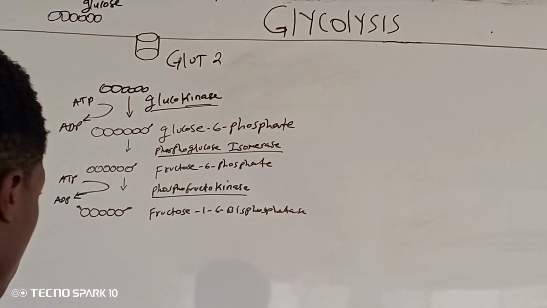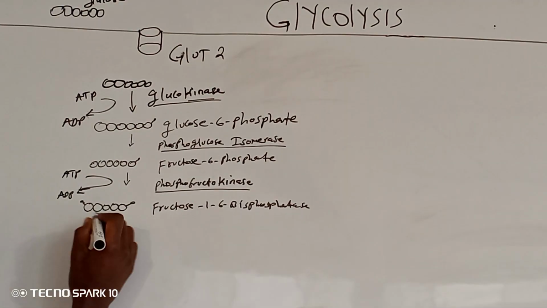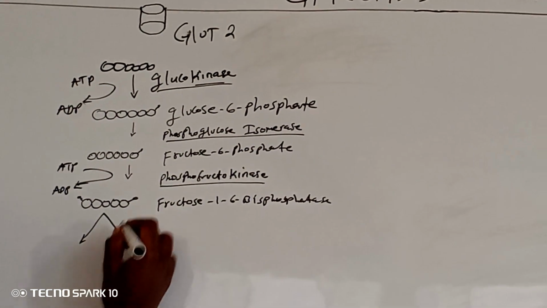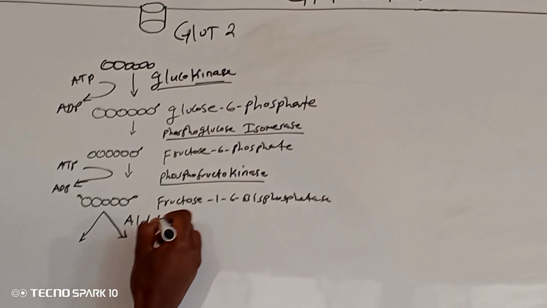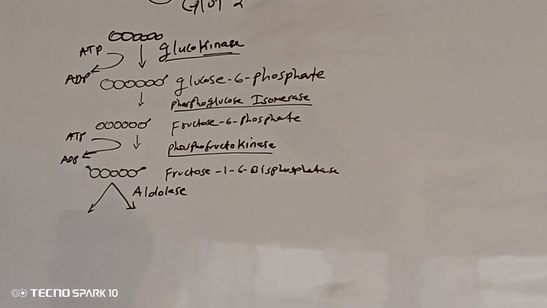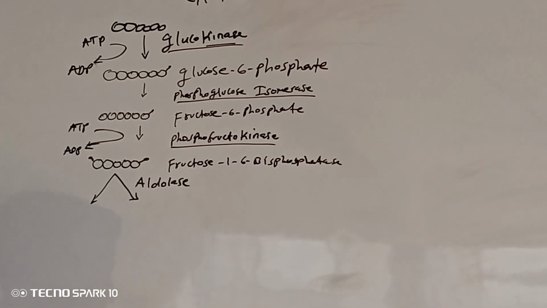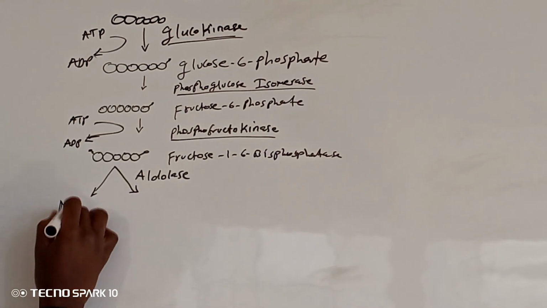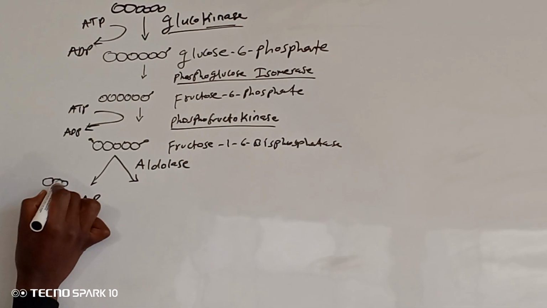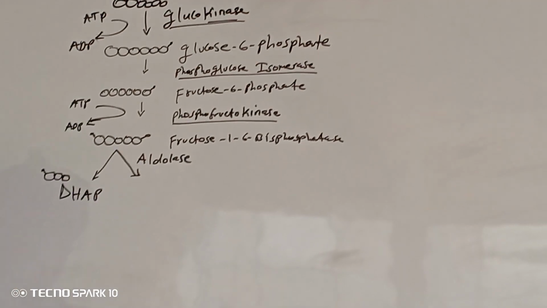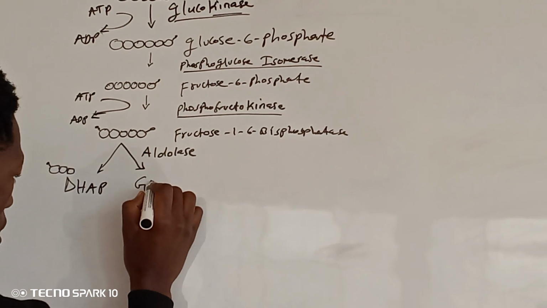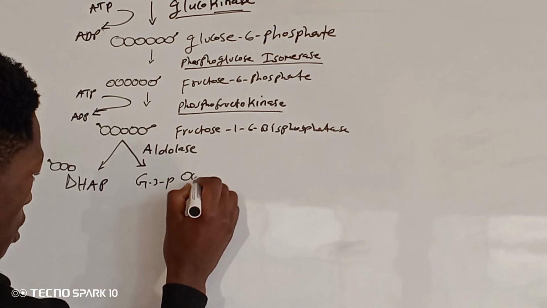Alright. Let's go down. Fructose 1,6-bisphosphate is going to be cleaved into 2. Now, what's the name of this enzyme? Aldolase. So we have the aldolase enzyme. This enzyme is going to cleave fructose 1,6-bisphosphate into dihydroxyacetone phosphate, which I'm just going to abbreviate as DHAP, with its 3 carbons, and glyceraldehyde 3-phosphate. Glyceraldehyde 3-phosphate also has 3 carbons.